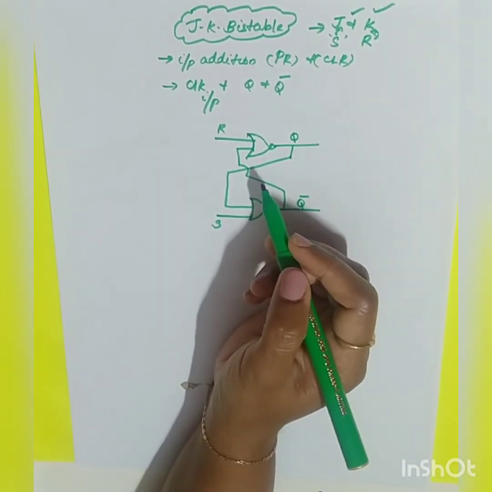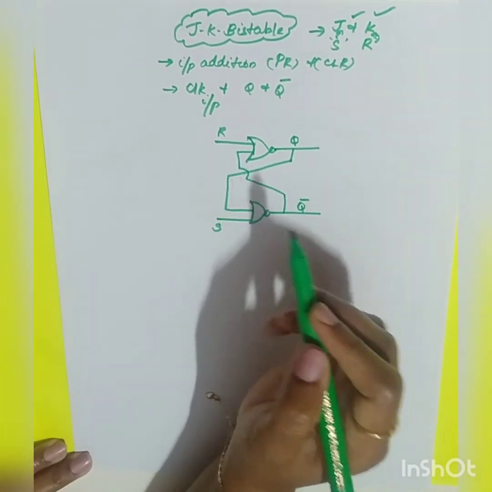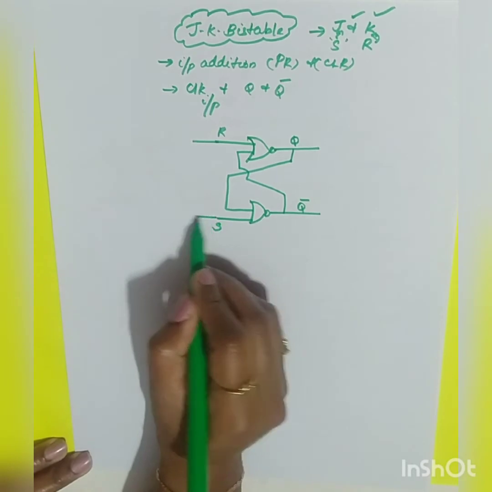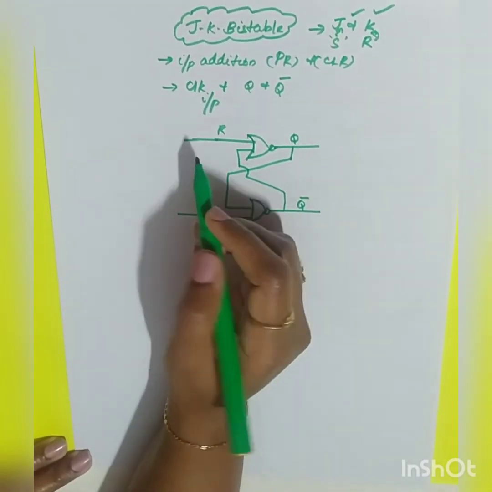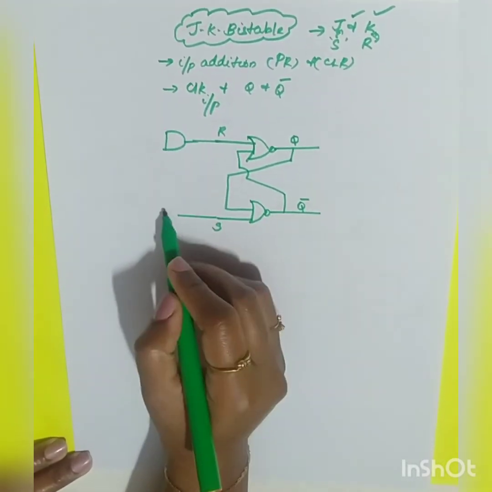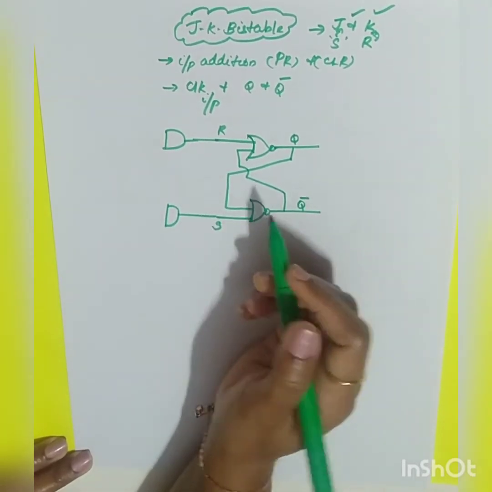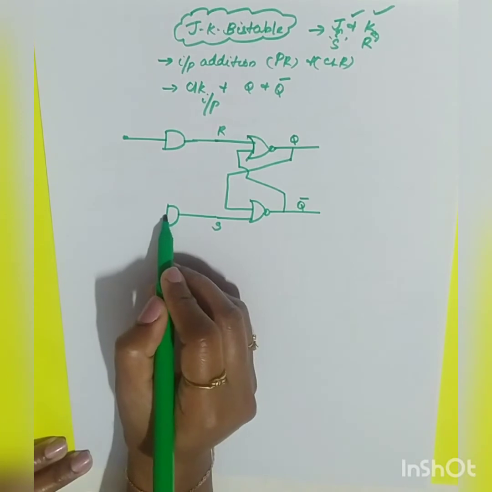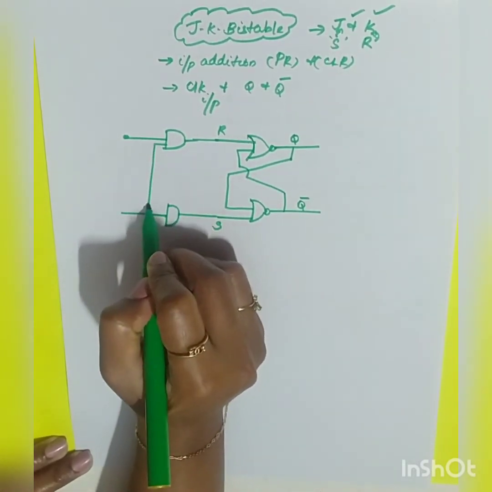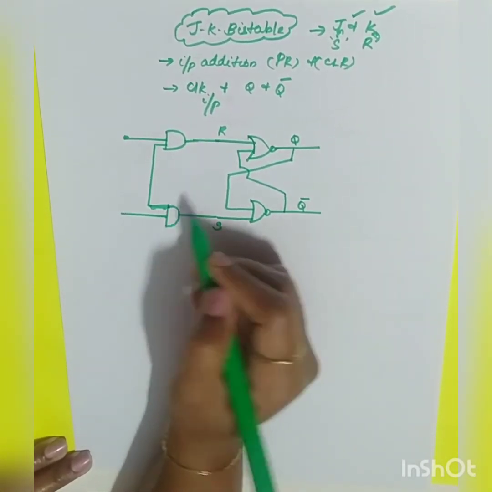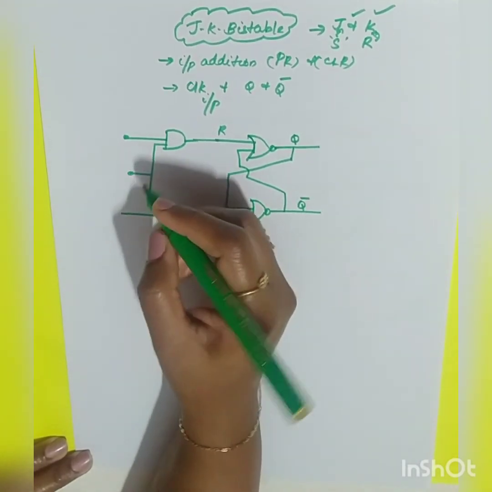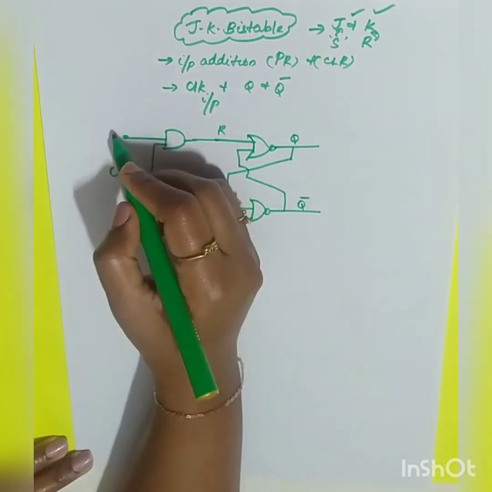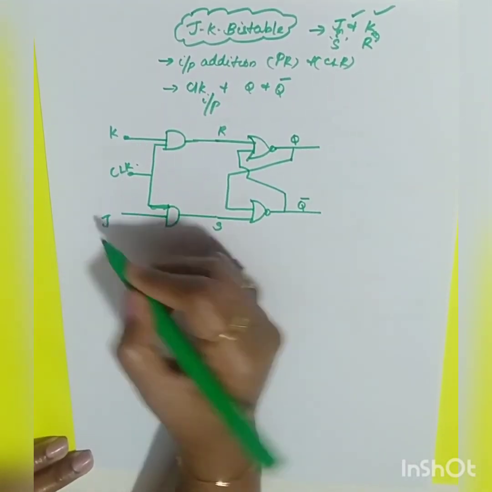Now if we extend this with a certain slight modification, we are going to connect it to two AND gates, because we are going to give the clock input signal as one of the inputs to the AND gate. So this is going to be your clock signal, input signal. So R, so here it is K, here it is J.